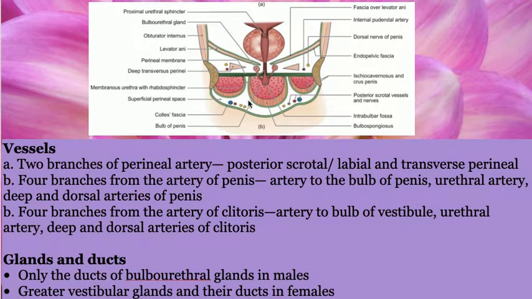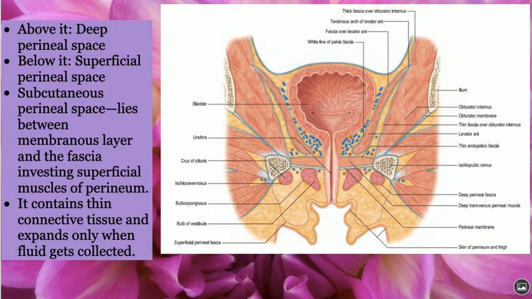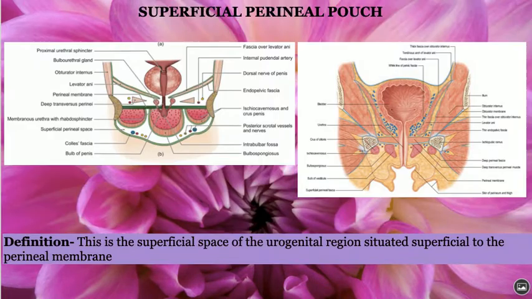The glands and ducts opening into the superficial perineal space. These are the ducts of the bulbourethral gland in males and the greater vestibular gland and its ducts in females. I'm sorry, I had said the opposite previously. Okay, so let's see this again.